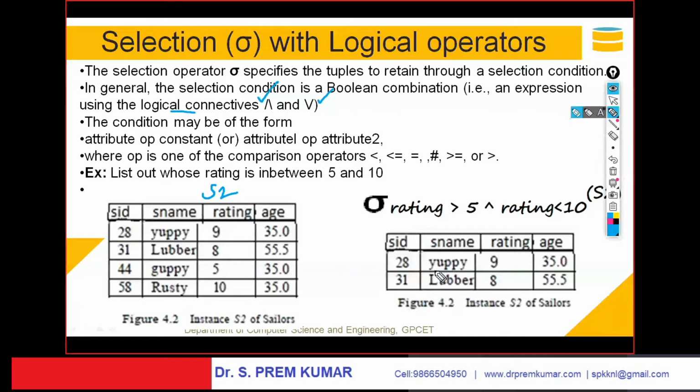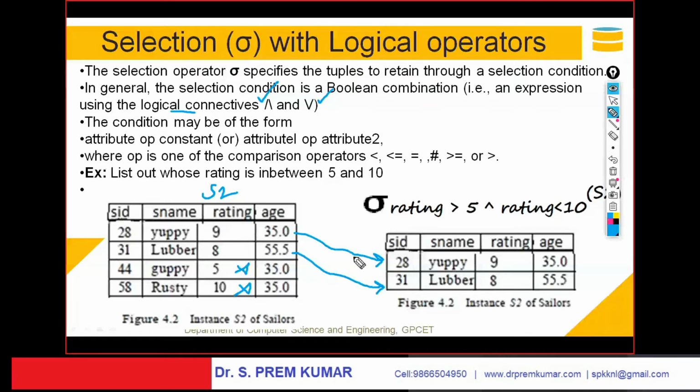Why are you getting UP and Lubber? Greater than 5 and less than 10, I am saying. The rating of UP is greater than 5 and less than 10, and hence you got UP in your output. Of course you have Lubber, and hence in your output you are getting Lubber. For the others, greater than 5 is wrong, and less than 10 is also wrong since it is 10, and hence you are getting these 2 rows only.